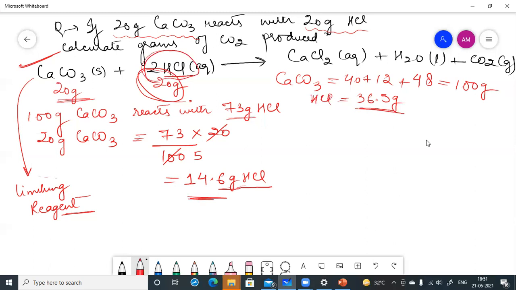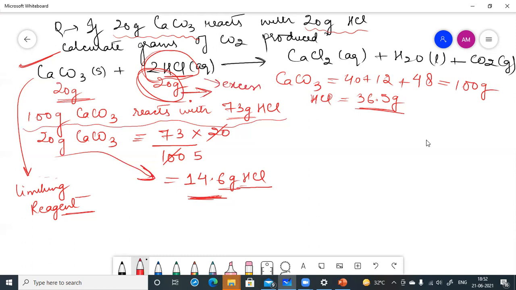1 mole of calcium carbonate has a mass of 100 grams. 2 moles of HCl will have a mass of 73 grams. That means 100 grams of calcium carbonate will react with 73 grams of HCl. So this will be the amount of HCl that will react with 20 grams of calcium carbonate. And since we need less HCl than the amount already present, the HCl present is more than what is required. So HCl will be the excess reagent and calcium carbonate will be the limiting reagent.